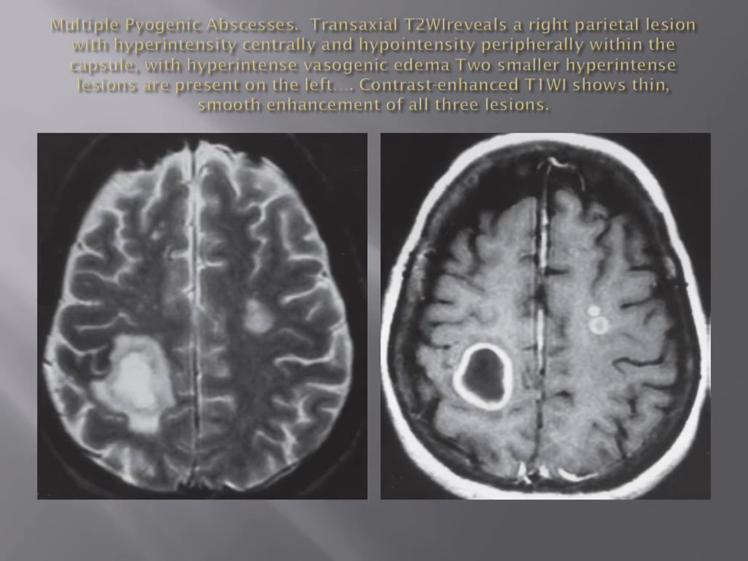Multiple pyogenic abscesses. Transaxial T2 weighted images reveal a right parietal lesion with hyperintensity centrally and hypointensity peripherally, with hyperintense vasogenic edema. Two smaller hyperintense lesions are present on the left, while contrast enhanced T1 weighted MRI shows a thin smooth enhancement of all three lesions, the capsule.